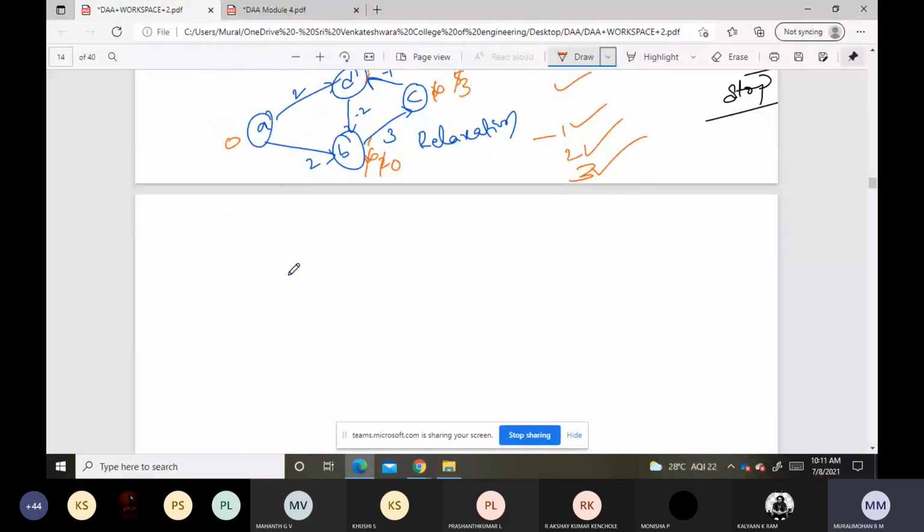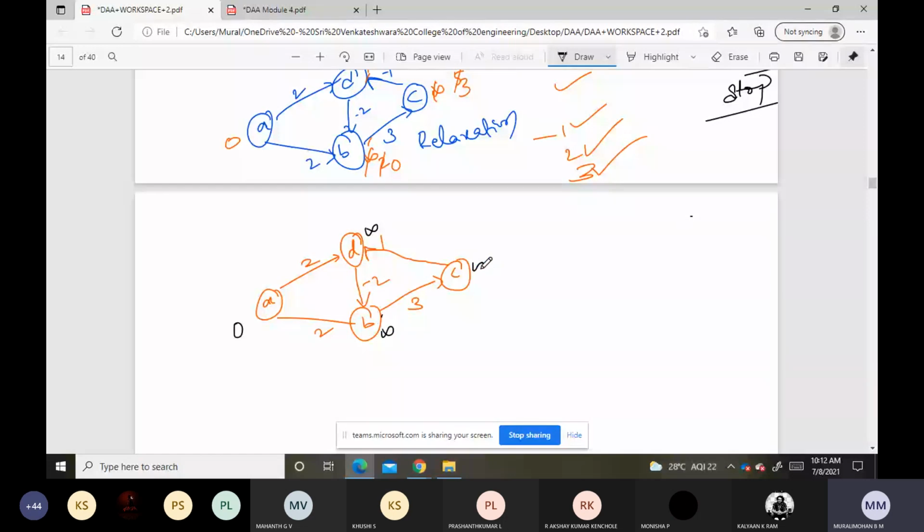Next, the same graph, you just observe here. A, okay, 2. So here B, here it is C, okay, here it is 1, and here it is -2. Okay, now you just observe. Initially it is 0, infinity, infinity, infinity, right?